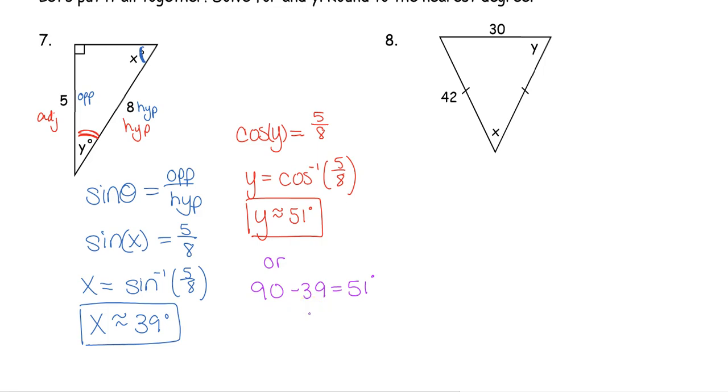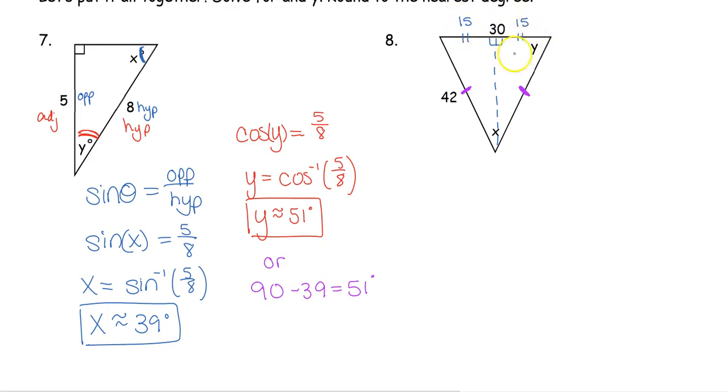All right, number 8 is our last one for our notes. We see that we have another one of these isosceles triangles. We're going to drop our altitude. We have to drop our altitude so that we get that right angle, because all the stuff that we're dealing with right now is right triangle trig. And if you remember that the altitude is going to split your base into two equal pieces, so that 30 is really two pieces of 15.